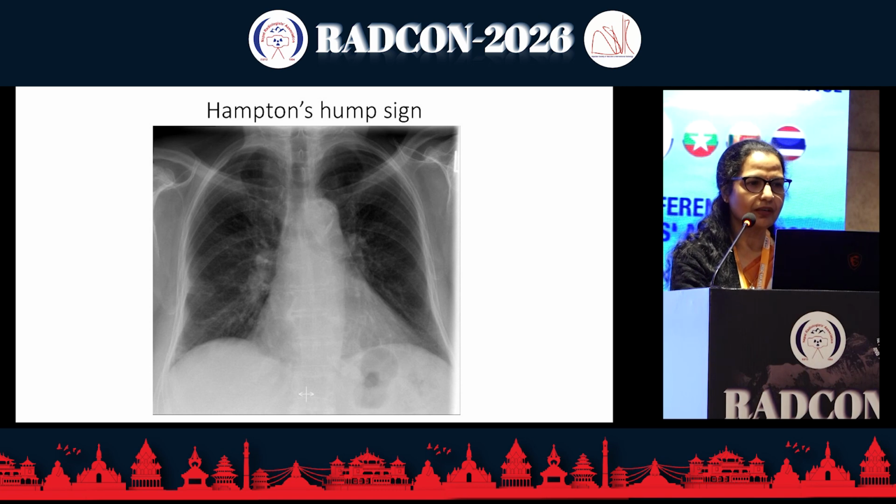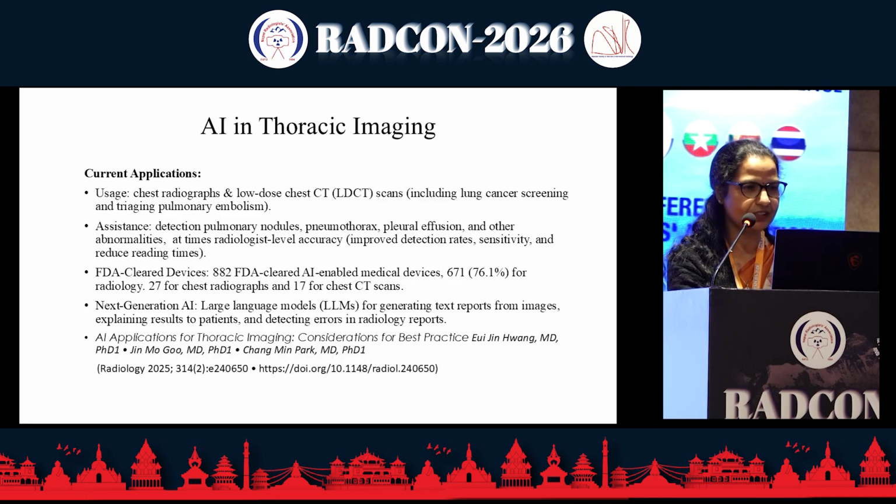A little bit about artificial intelligence in thoracic imaging, because now there is a lot of talk about artificial intelligence. Sometimes they are saying they are going to replace the radiologist. So the current application in radiographs is mostly in the chest radiograph, and they are now using it for low dose chest CT for screening of lung cancers and triaging pulmonary embolism. These AI tools also assist in detecting pulmonary nodules, pneumothorax, pleural effusion, and other abnormalities.